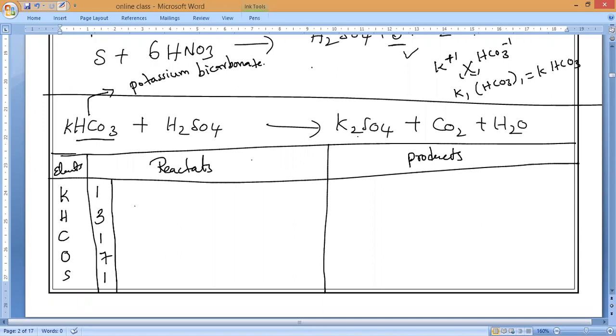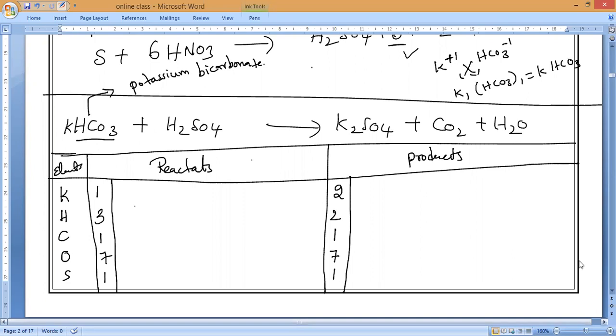Next, this side, potassium 2. Next, hydrogen, how many? Hydrogen also 2. Next, carbon 1. Oxygen 4 plus 2, 6, 6 plus 1, 7. Sulfur 1. That is clear. So this is what is going to come: 1, 1, 1, 7, 1 and 2, 2, 1, 7, 1.